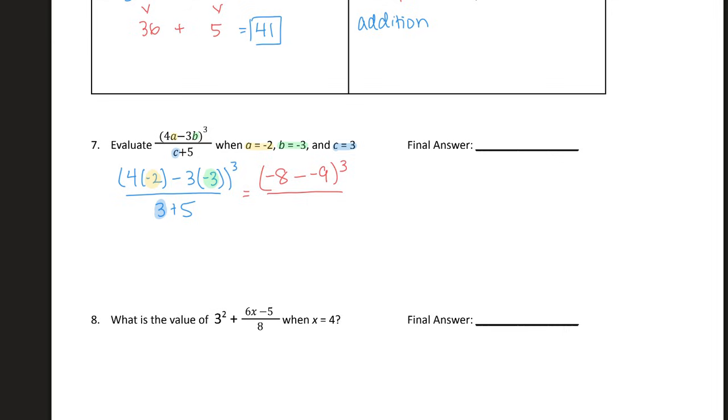Okay, and remember, a negative and a negative here is going to be turned into a positive. So we have -8 plus 9, which is going to be +1 to the third power. So I'm still just simplifying my numerator. 1 to the third power means 1 times 1 times 1. So that's just going to be 1 in the numerator. Now in the denominator, all we have to do is add together 3 plus 5, which is going to be 8. So my final answer, I'm just going to leave it as a fraction, is 1/8. If you went ahead and divided that, you could also say that is 0.125.